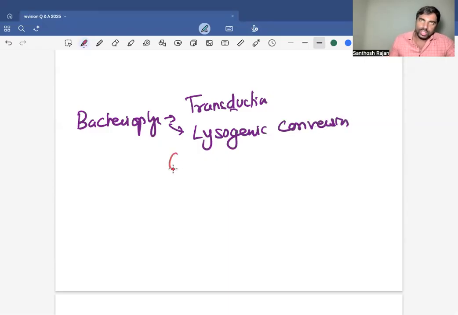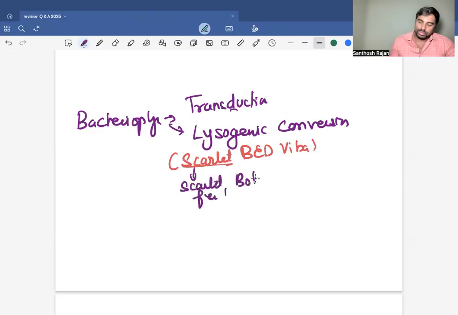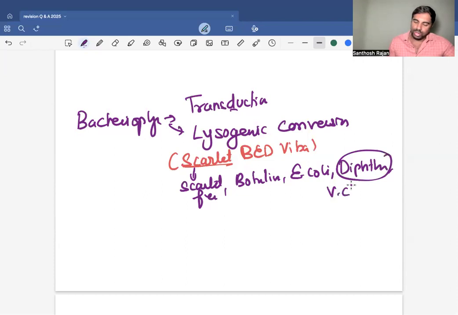In lysogenic conversion, you know the example, especially I always have to remember: scarlet bed, Viba. Viba sleeps in the scarlet bed. Scarlet is because of scarlet fever. B for botulinum, E for E. coli. These all undergo lysogenic conversion. Their toxicity is mediated by this only, or they spread the infection through this only. And D for diphtheria. Diphtheria is a repeatedly asked question. And Vibrio cholerae. So these are the bacteria for lysogenic conversion.